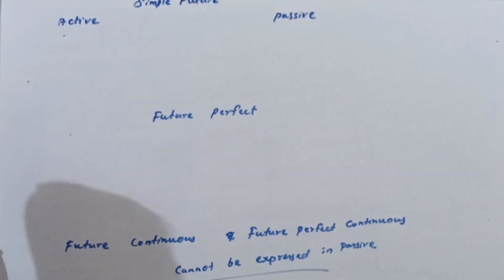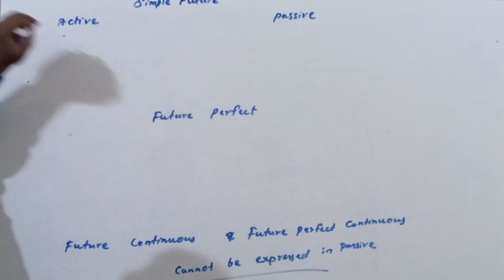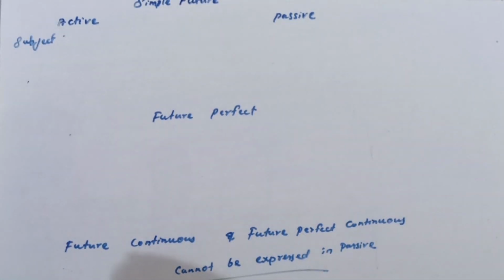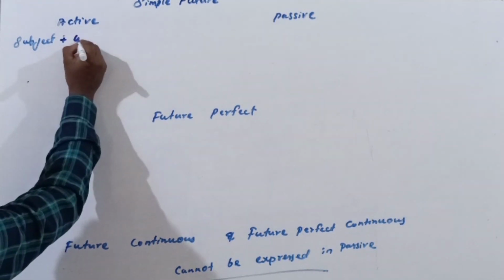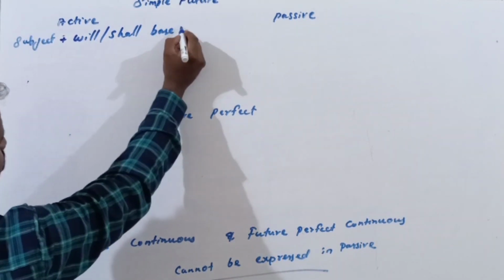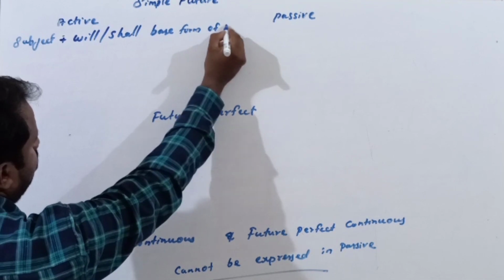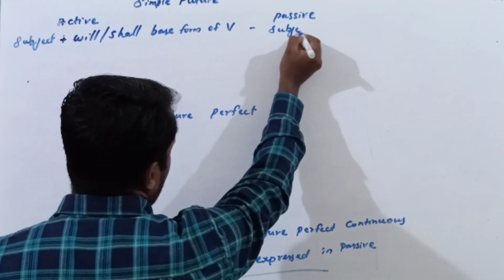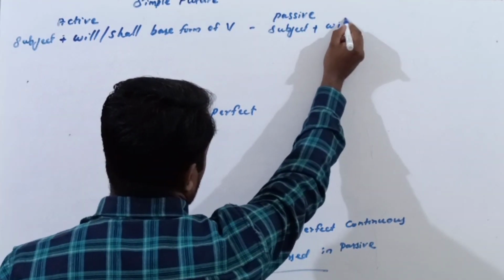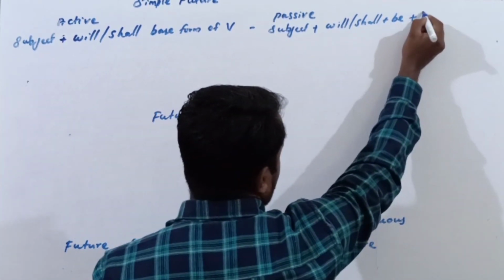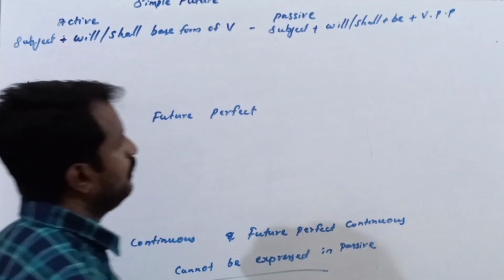So let us omit this one, because both cannot be expressed in passive. The active form of simple future is subject plus will or shall. Nowadays only "will" can be used, that also is possible. Subject plus will or shall plus base form of the verb. And the passive form: subject plus will or shall plus be plus past participle form of the verb.